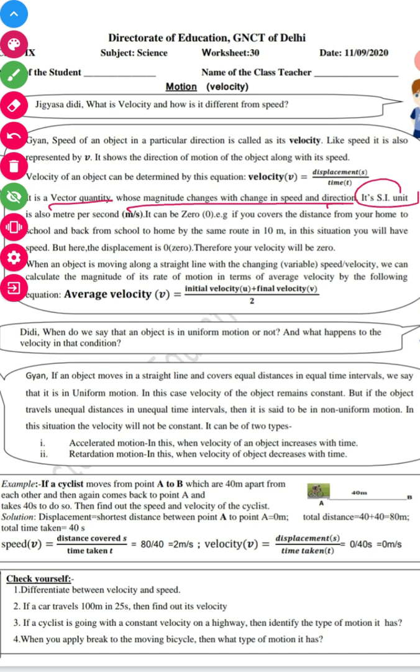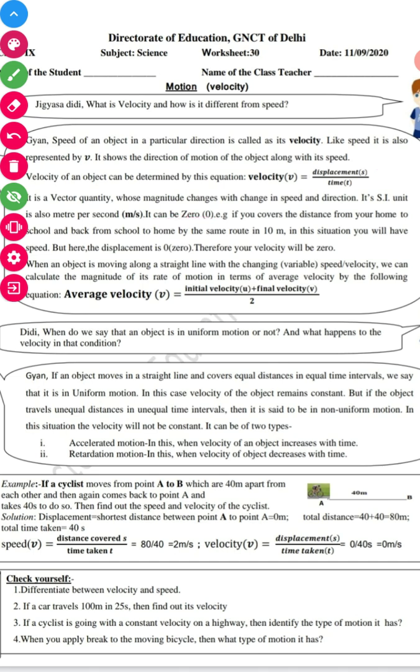And the SI unit of velocity is also meter per second, right? But it can be zero. For example, because it is displacement, we considered displacement upon time. Because this displacement can be zero as well as negative, velocity can be zero, right?